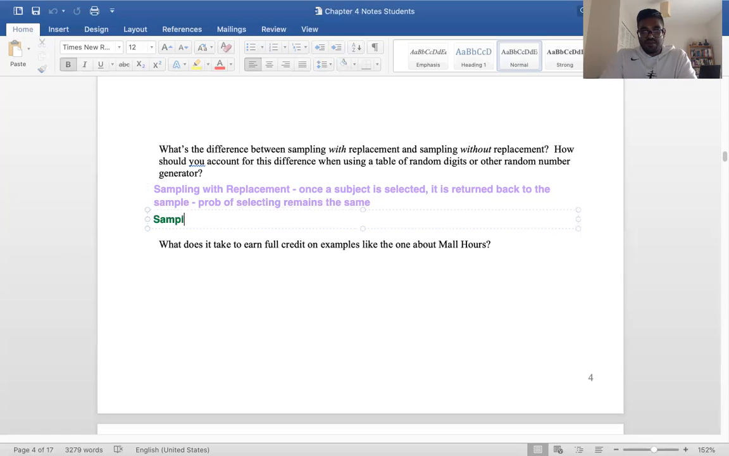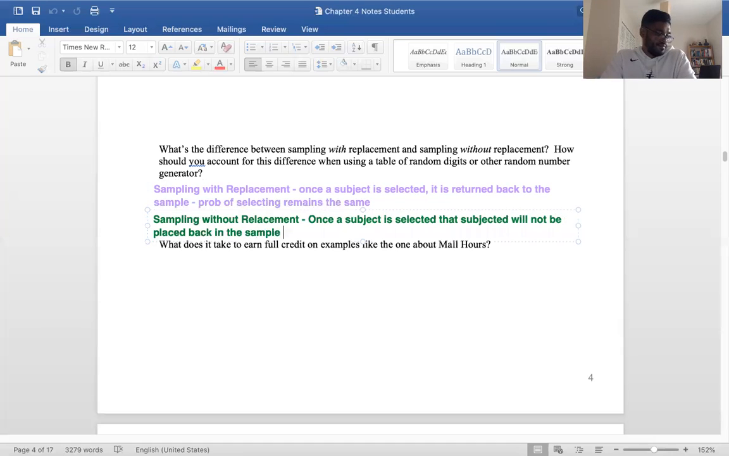So that leads to sampling without replacement, which is once a subject is selected, that unit or that subject will not be placed back in the sample, meaning that the probability of selecting changes.